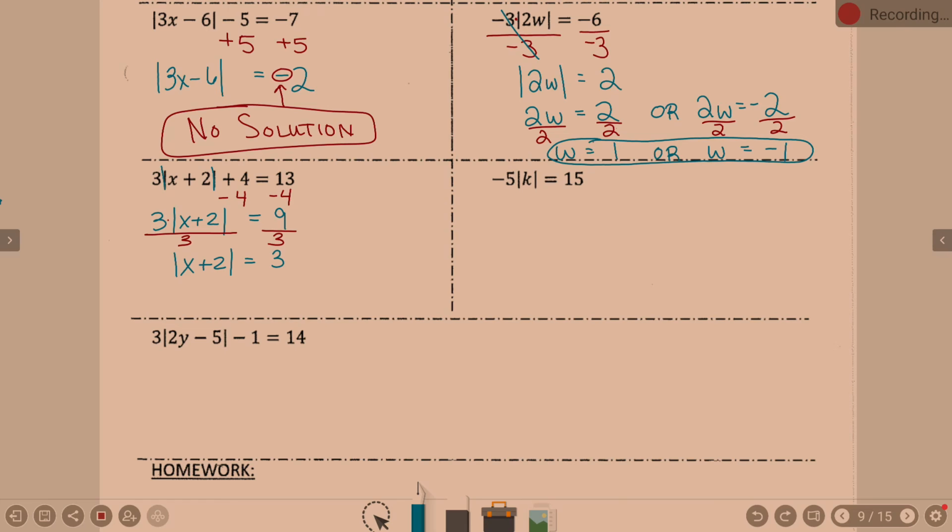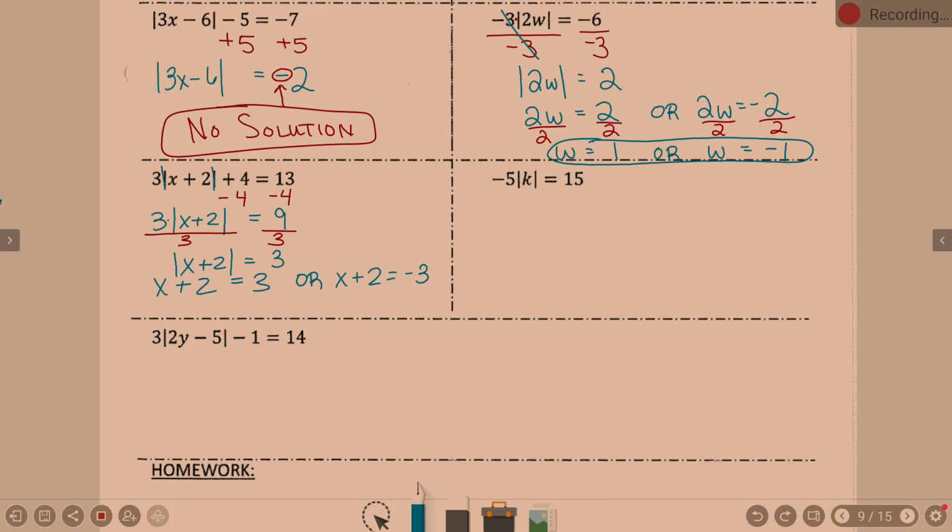Once you get absolute value by itself, you set up 2 equations. The first one is always the original. So x plus 2 equals 3. Just drop the bars. The second one is always, what's the difference? It's equal to a negative instead of a positive. So you always have the first one, you just drop the bars off. The second one, it's equal to a negative instead of a positive.